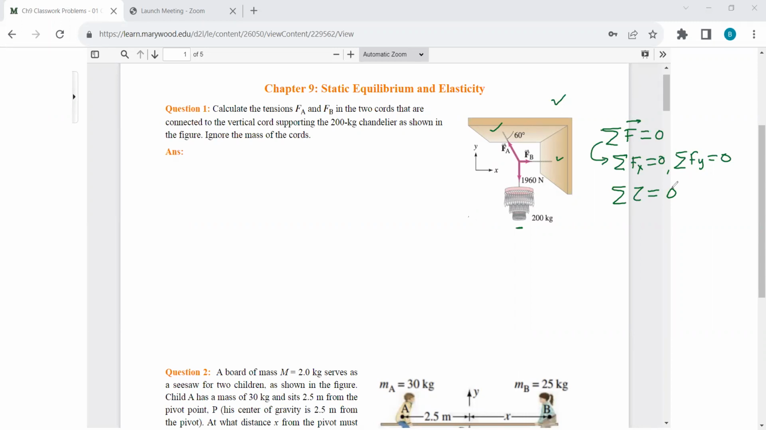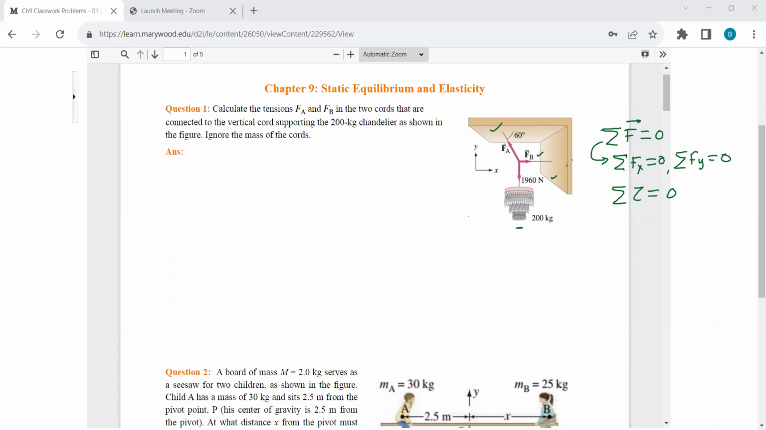Okay. Now in this problem, let's see what we can use. Now before I solve the problem, let's see what we are given, what forces we are given. So we are given three forces here, right? So one is this one, one is this one, and another is this one. So the good thing is 1960 is along the negative y-axis and FB is along the positive x-axis. So these two forces are good. I mean, we don't need to do anything. So we can directly use this in the equations.